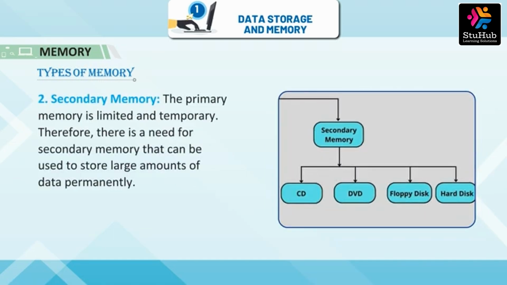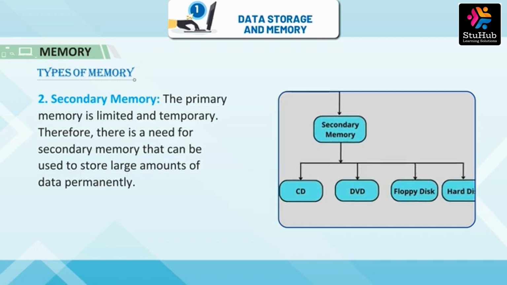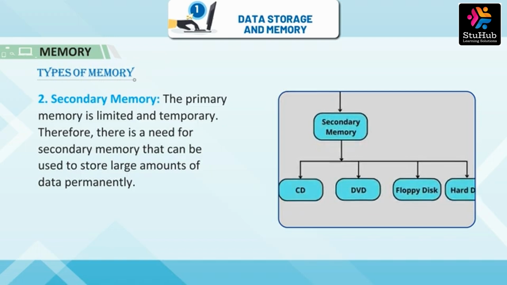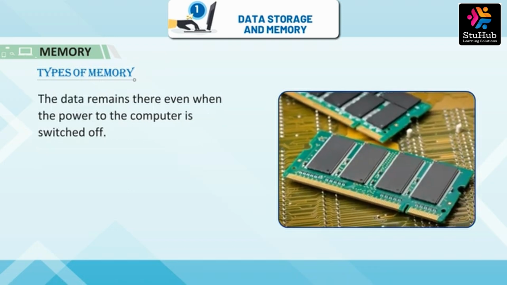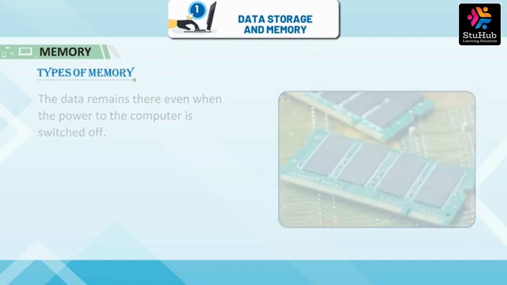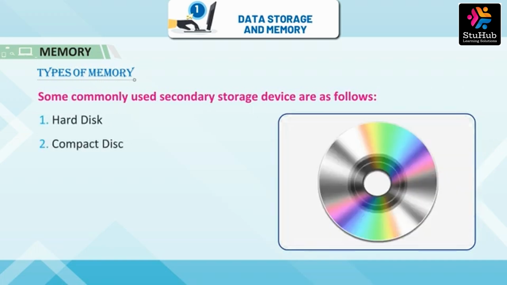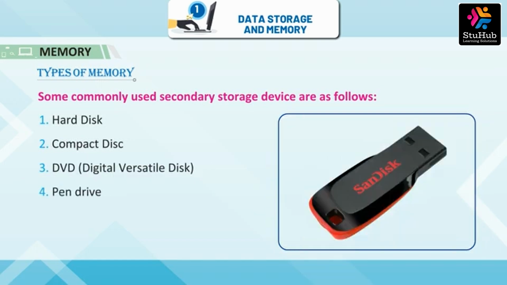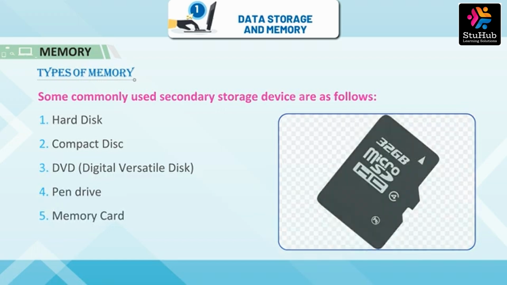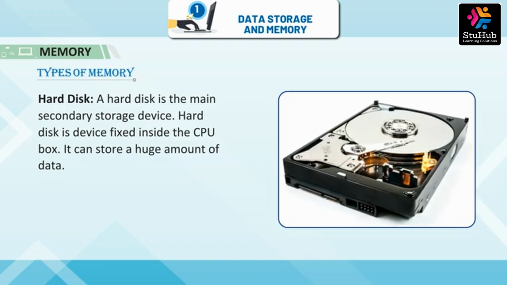2. Secondary memory. The primary memory is limited and temporary. Therefore, there is a need for secondary memory that can be used to store large amounts of data permanently. The data remains there even when the power to the computer is switched off. Some commonly used secondary storage devices are as follows: hard disk, compact disk, DVD (digital versatile disk), pen drive, memory card. Hard disk. A hard disk is the main secondary storage device.